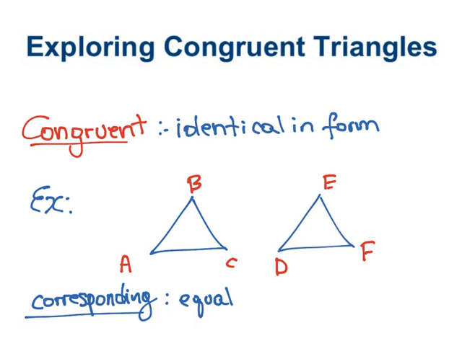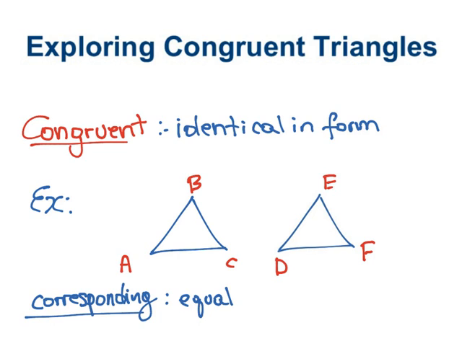In this lesson, we'll be exploring congruent triangles. Let's define the word congruent. In geometry, congruency or congruent means identical in form. For example, let's take a look at these two triangles, triangle ABC and triangle DEF.